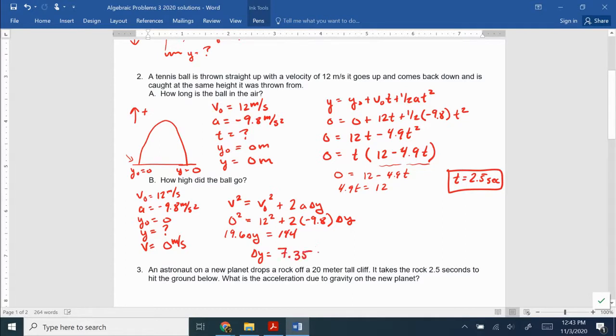Sorry, I've been weird about my rounding. You could have rounded it to just 7.3 if you'd wanted to. Meters. So there you go. Next one.